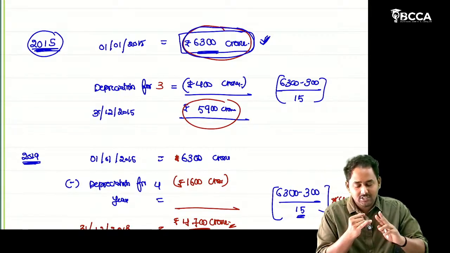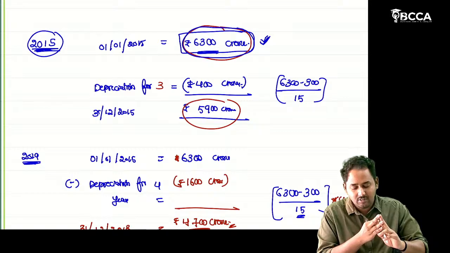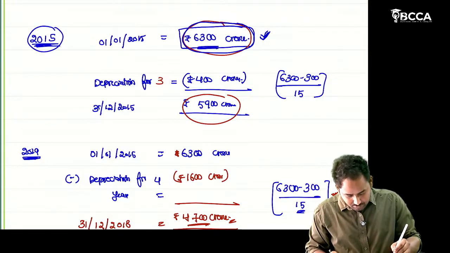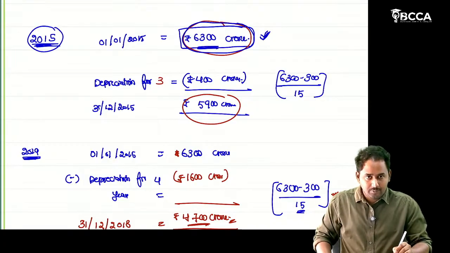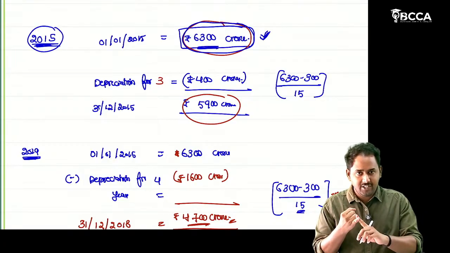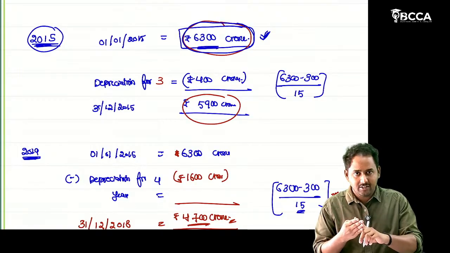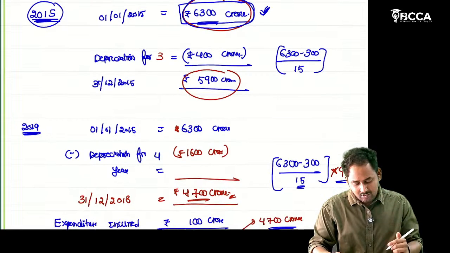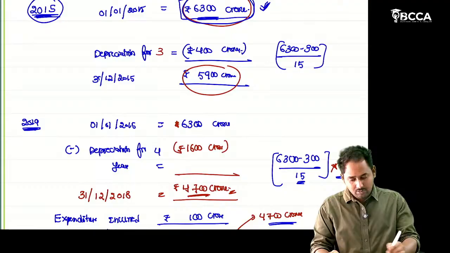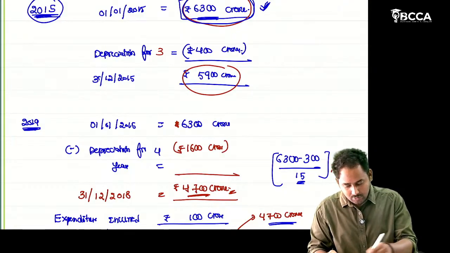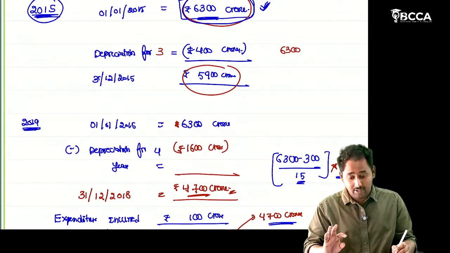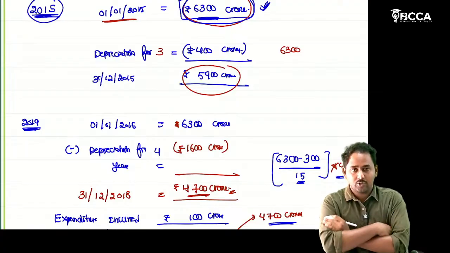So for 15, 16, 17, and then how many years are there? Yes, from the beginning, I need to provide depreciation for 15, 16, 17, 18. So 6,300 is the opening carrying value with respect to 2015.